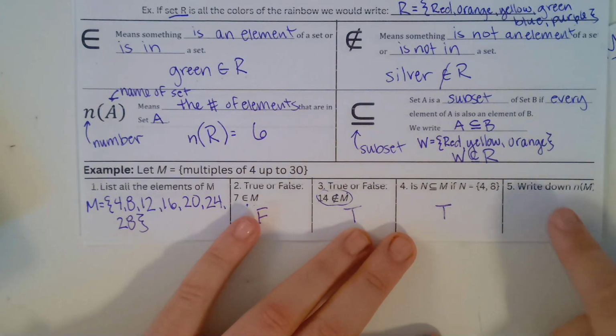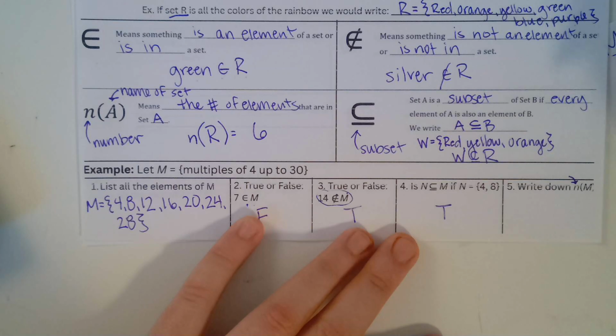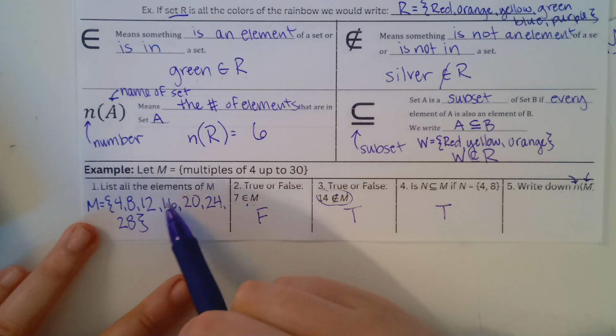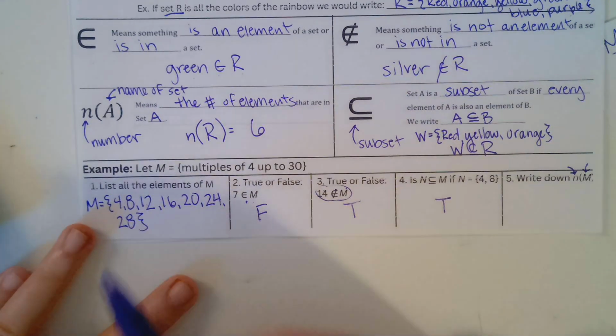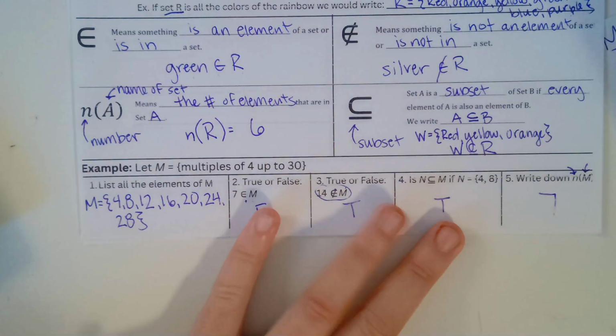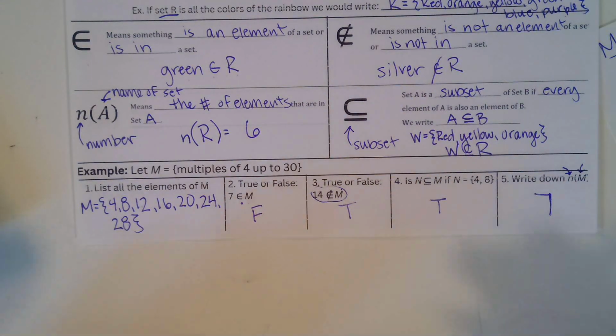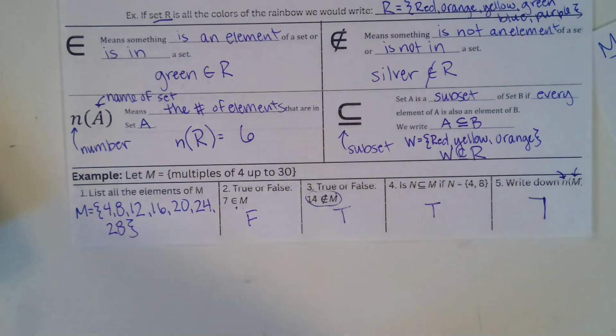And then the last one, it says write down n(M). Remember, that means the number of things in the set M. How many things are there? So you're just going to count them up. I got 1, 2, 3, 4, 5, 6, 7. There are 7 elements in there. And then that's it. So these are the types of questions that you're going to see on the quiz for this topic.